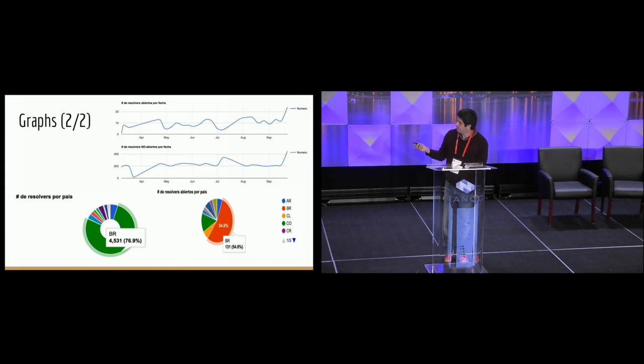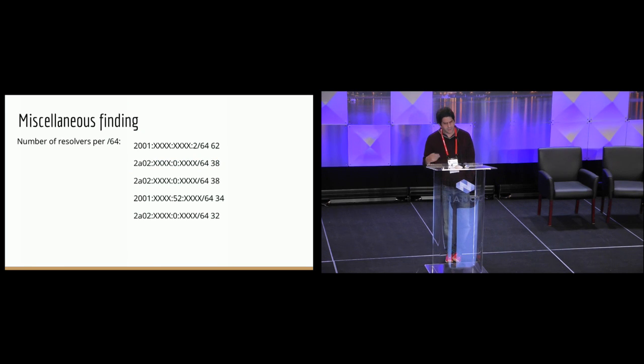Basically, on the first graph you can see the number of open IPv6 DNS resolvers that we have found in our region, in LACNIC. In the second graph, you can see the evolution of the non-open DNS servers that we have found. Later, you can see that Brazil has the largest number of DNS servers, and the same for open resolvers in IPv6. And we have found something that is interesting, at least from my point of view.